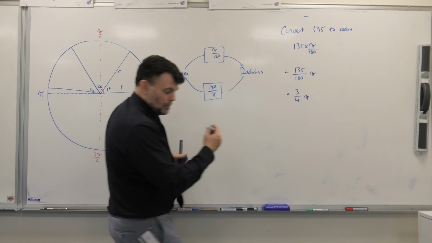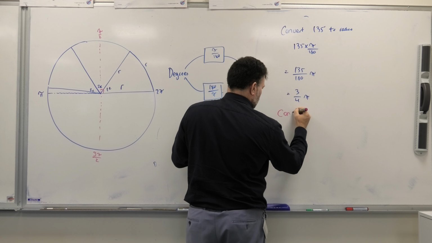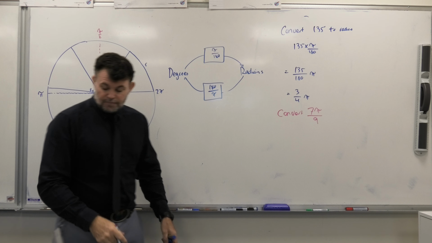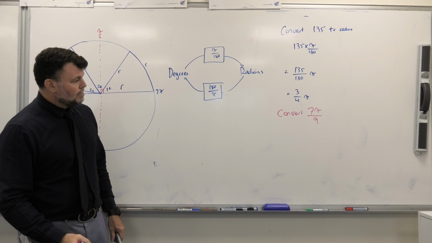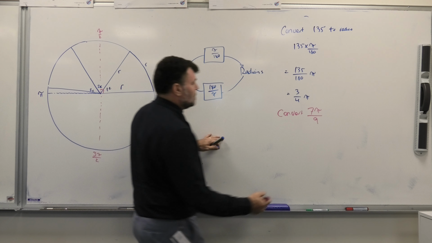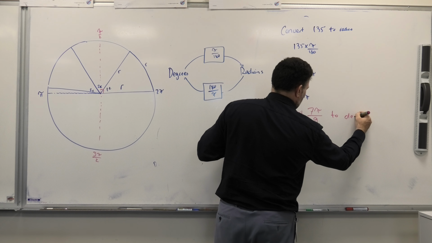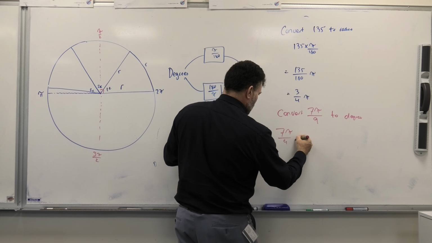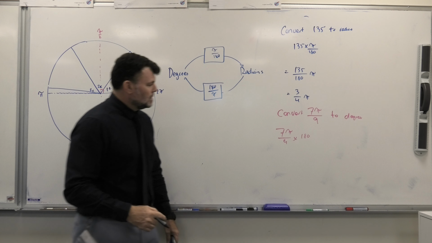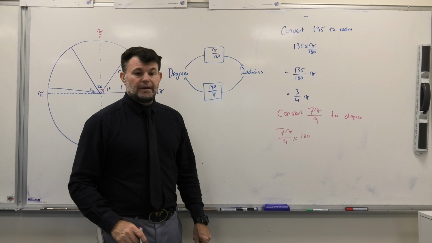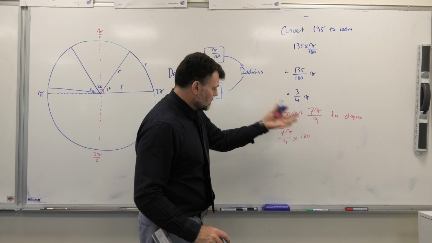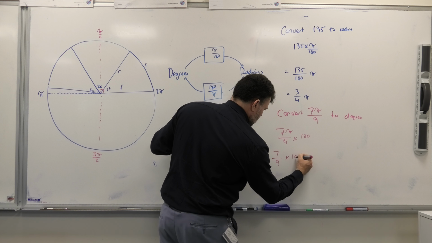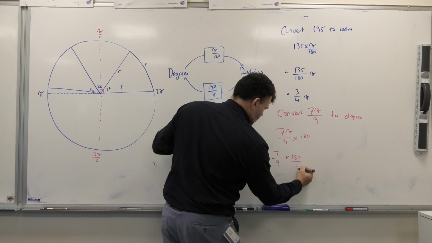Oppositely, if we go the opposite way, let's now convert 7 pi on 9. So we convert 7 pi on 9. This here is what we're doing: we want to go to degrees. So we would do 7 pi on 9 times 180. We know that pi is equal to 180 already. So this here could be 180 times 180, so it cancels out. So we get 7 on 9 times 180 over 1.